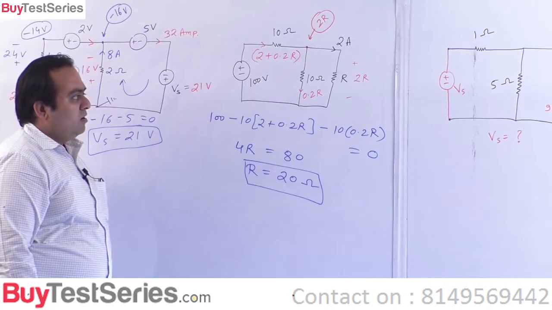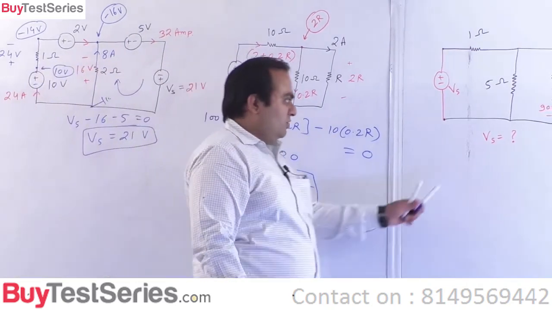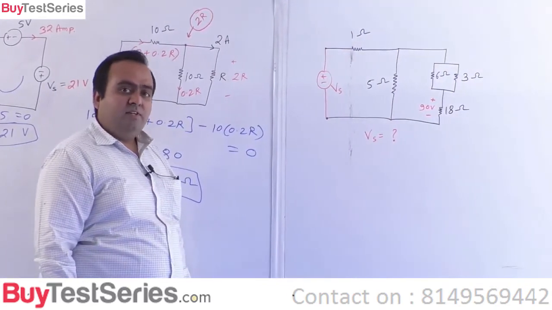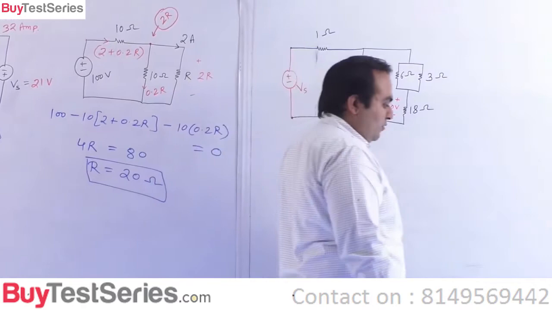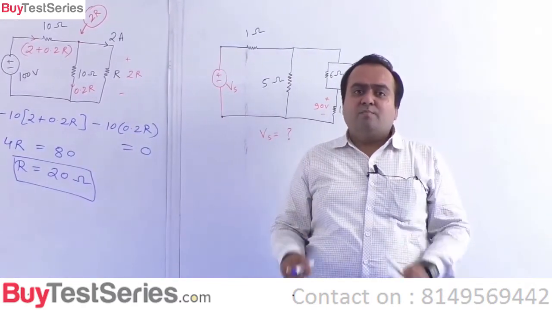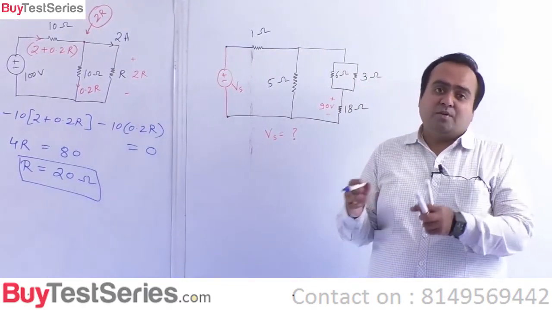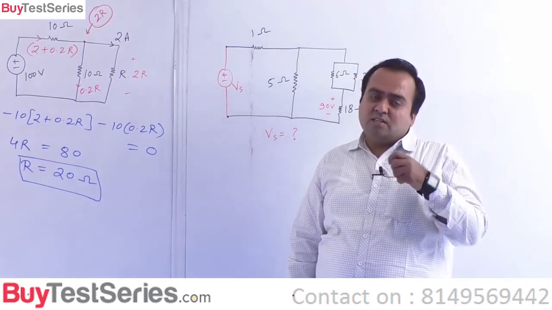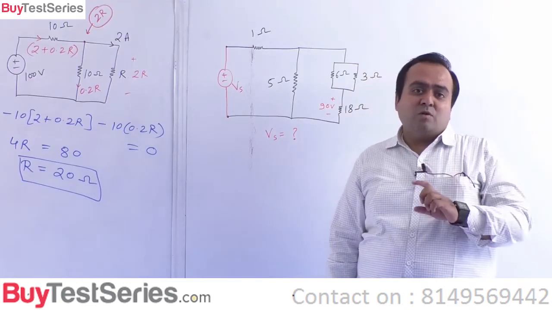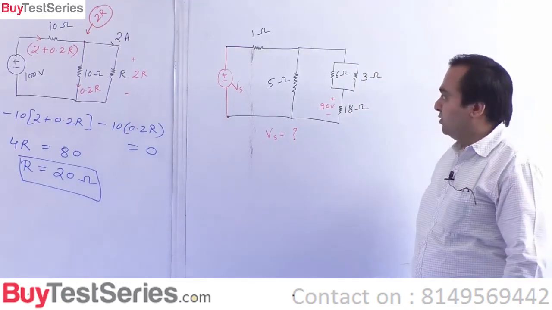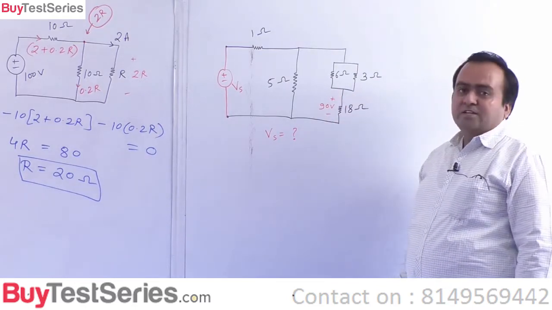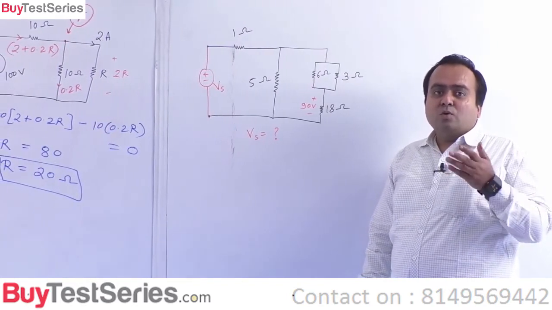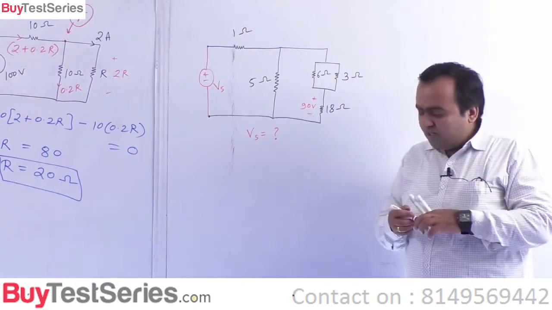Is this okay? Now, before we move on to this question, let us first have a review of the current division rule, which I think you are familiar with. Whenever two resistances are connected in parallel, you have a current division between them. How does the current division take place? The more amount of resistance will have lesser amount of current flowing through it, and the lesser amount of resistance will have more amount of current flowing through it. So there is a parallel combination here which we shall be dividing the current between. So we must have a review of the current division rule.